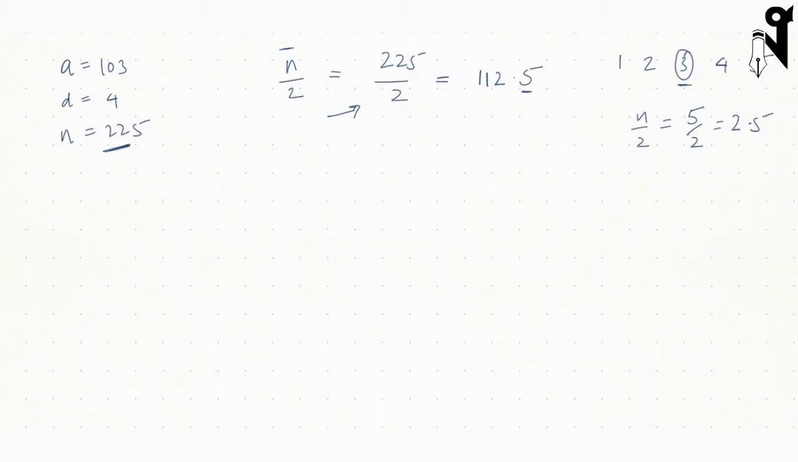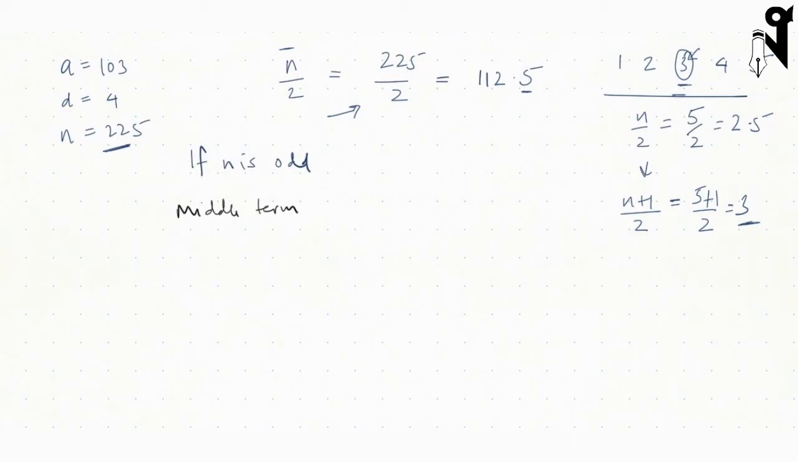So if I do n plus 1 by 2, remember this is reverse logic. I'm going in a reverse manner. I got the number of terms as 5. I spotted the middle term to be 3. And then I'm trying to construct a logic using this to get the middle term. So n plus 1 by 2 is 5 plus 1 by 2, which is 3. So this number 3 is the middle term. So I have now created a logic to find the middle term if n is odd. So if n is odd, middle term is equal to n plus 1 by 2.